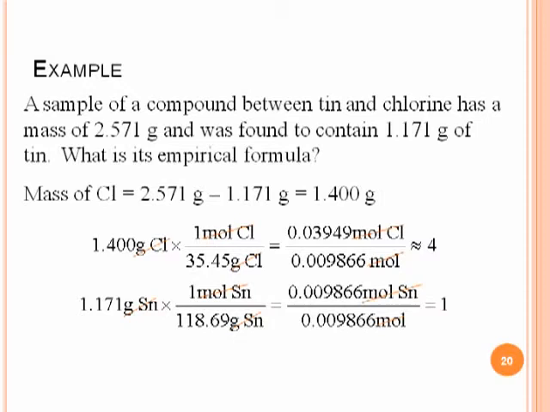I get 1 for the tin and approximately 4 for the chlorine. Those are going to be used as subscripts in my formula. So I get the empirical formula being SnCl4.